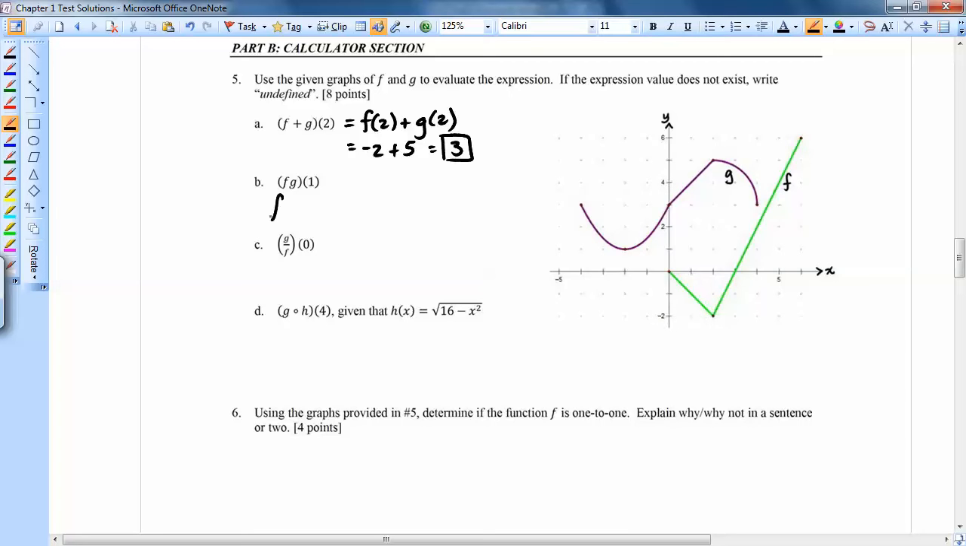F times g of 1 means f of 1 times g of 1. So f of 1, if we look that up, f of 1 is negative 1 here. And g of 1 is 4. So it's negative 1 times 4, which is negative 4.